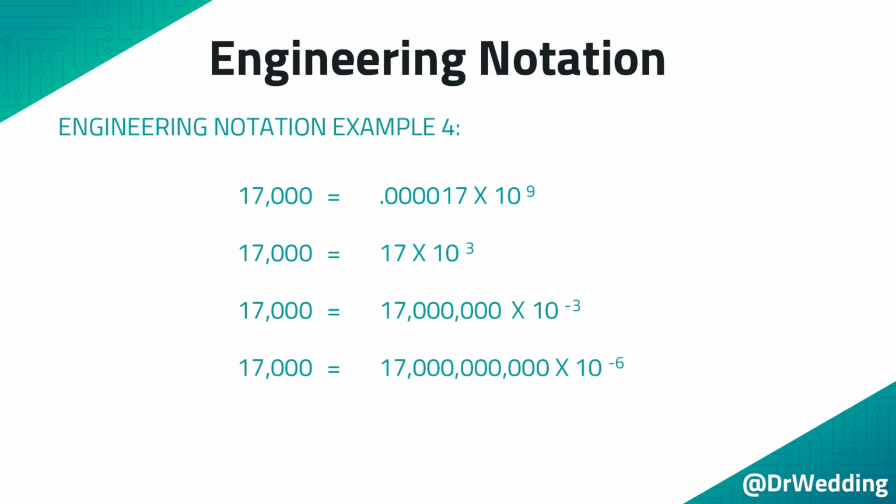Here are a few possible ways you can write 17,000 in engineering notation. They are all equally correct. At this point, you may be wondering, why can a number be written in so many different ways, and why would you ever want to write a value like 0.0000017 times 10 to the 9th power?